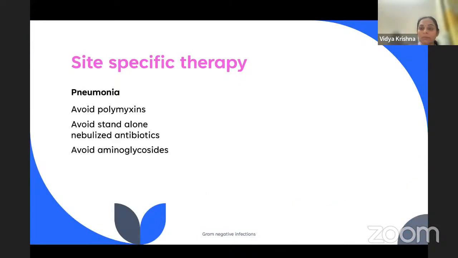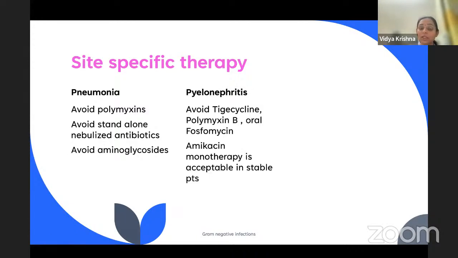Again, a word on site-specific therapy, very important. When you're dealing with an MDR gram-negative pneumonia, remember that it's important to avoid polymyxins, avoid using only nebulized antibiotics, and avoid aminoglycosides. If you're treating pyelonephritis, generally, again, don't use tigecycline, polymyxin B, or oral phosphomycin. Oral phosphomycin will not go into the renal parenchyma. Amikacin monotherapy is only acceptable in stable patients, not in your shocky patients.